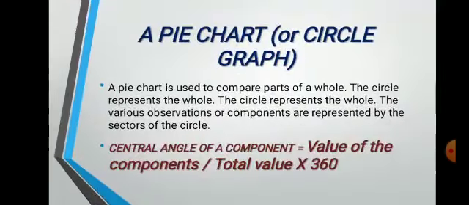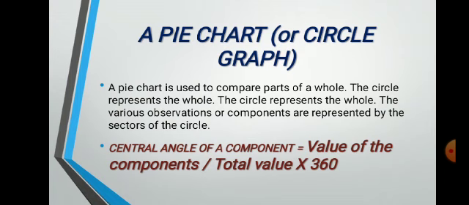The next one is a pie chart, a circle graph that you have studied in chapter 5, but in this chapter we are revising it again. A pie chart is used to compare parts of a whole. The circle represents the whole. The various observations or components are represented by the sectors of the circle.